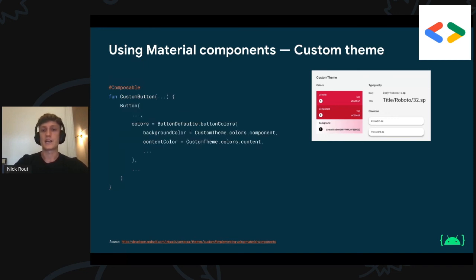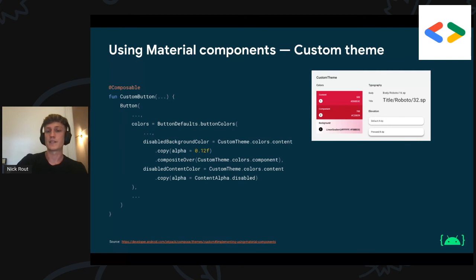But you then need to actually override quite a few values here. In this case, our button relies on the material theming system, so you need to provide colors to it. Usually you have to override most of the colors in this button colors object, so things like our background color and content color, but also things like our disabled background color and disabled content color, because sometimes we'd leave those to come from the material theme, but in this case, there's no material theme whatsoever.